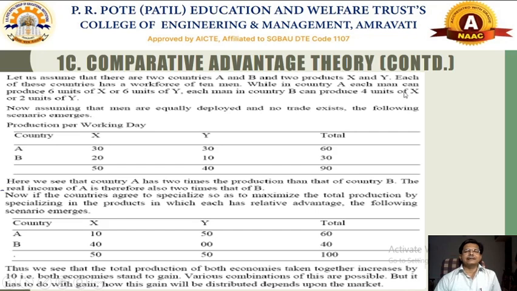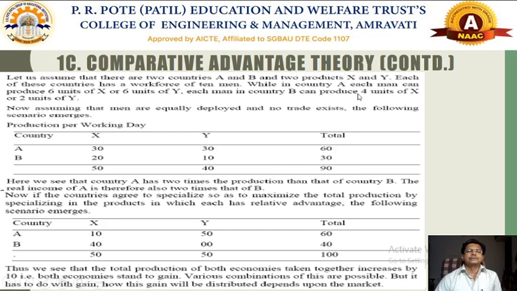In country A, each man can produce 6 units of X or 6 units of Y. Here 10 persons are available in each country, and country A produces 6 units of X or 6 units of Y. Each man in country B can produce 4 units of X. There were 10 men in this country.